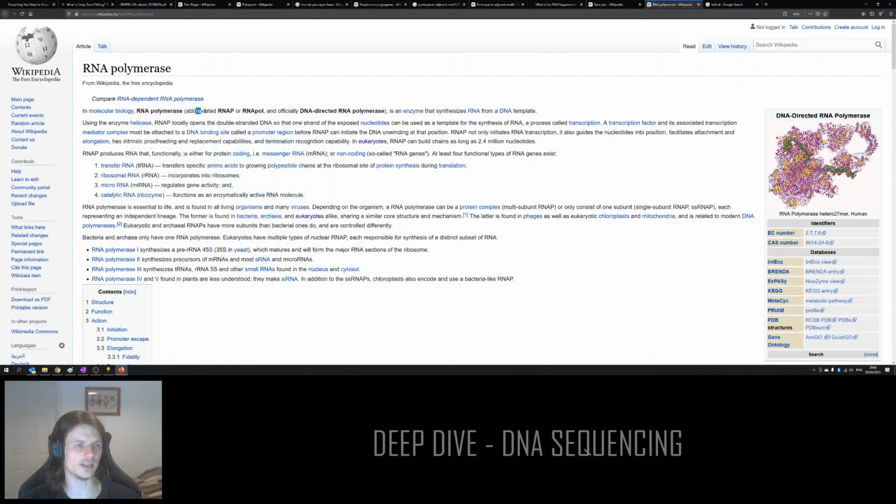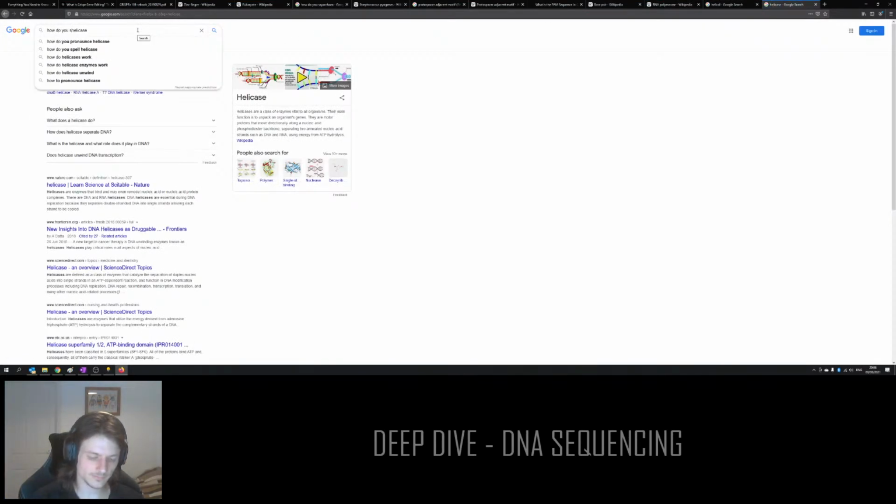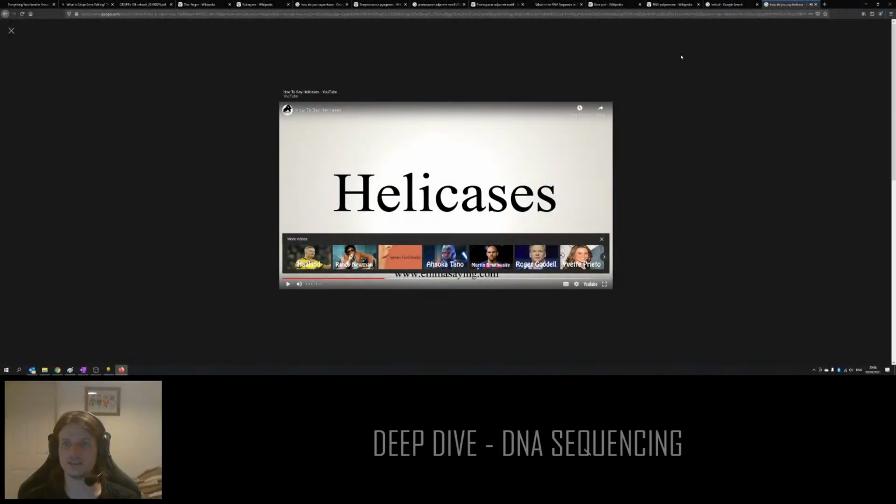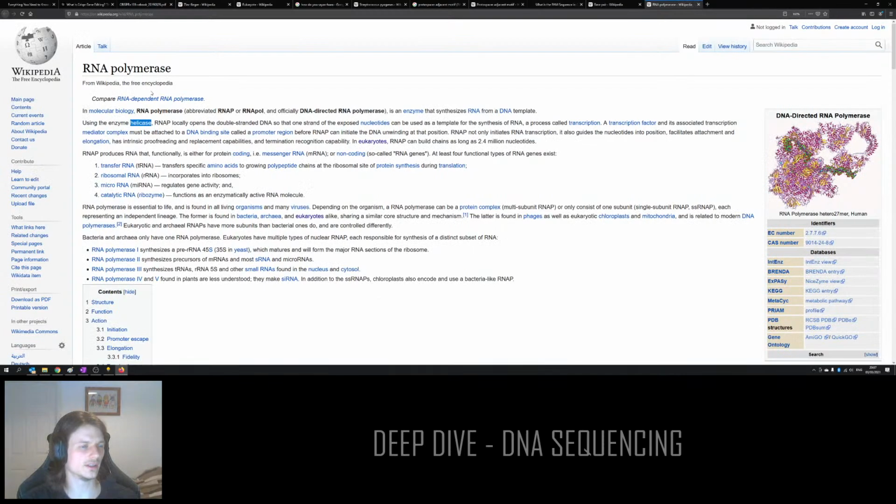In molecular biology, RNA polymerase, RNAP, is an enzyme that synthesizes RNA from a DNA template. Okay, using the enzyme, let's have a look at this one. Helicases. Okay, cool, that's fine. So using the enzyme helicase, RNAP locally opens the double-stranded DNA so that one strand of the exposed nucleotides can be used as a template for the synthesis of RNA, a process called transcription. A transcription factor and its associated transcription mediator complex must be attached to a DNA binding site called a promoter region before RNAP can initiate the DNA unwinding at that position.